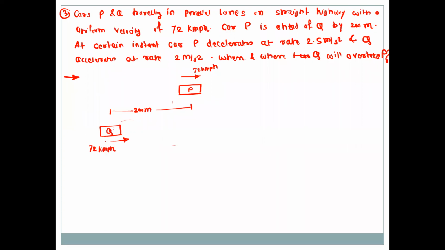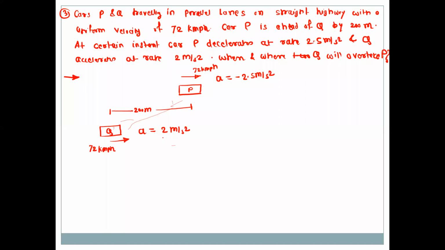Okay. After this time instant, suddenly car P decelerates. So it is having the acceleration of minus 2.5 meter per second square, and car Q accelerates. So it is having the acceleration a is equal to 2 meter per second square. Okay. So we have to find out when and where the car Q will overtake the car P.